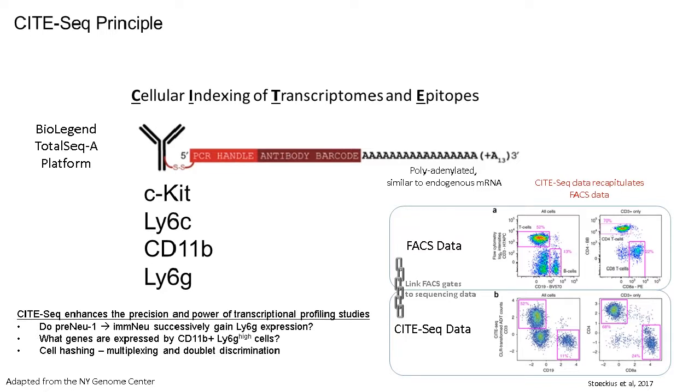For example, as cells proceed from the pre-Nu to the im-Nu stage, do they successively gain Ly6G expression? Also, using CITE-Seq, we can identify the transcriptomes of Ly6G high cells. Another aspect of CITE-Seq is cell hashing, which allows you to multiplex samples as well as aid in doublet discrimination.